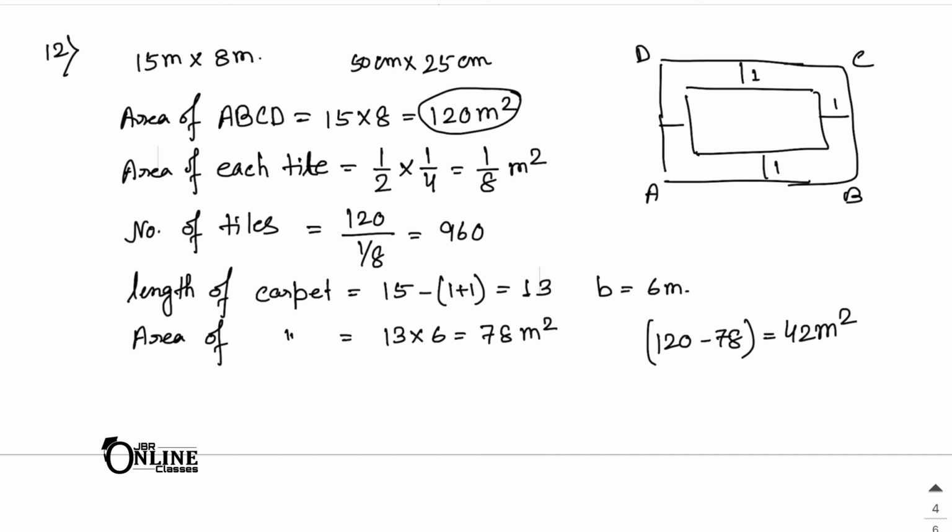Okay, so now you have to find out the fraction. So here the fraction, the upper one is area of the floor which is uncovered, that is 42, and the lower is area of the floor, that is 120. So 42 by 120, that is here 7 by 20. So just write down here 7 by 20. So that is your answer.